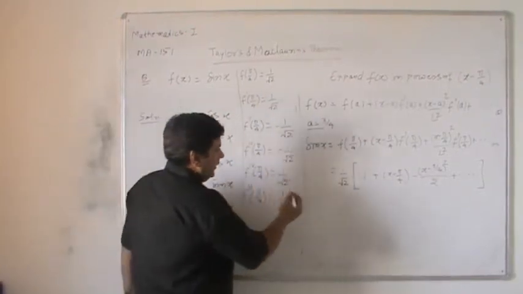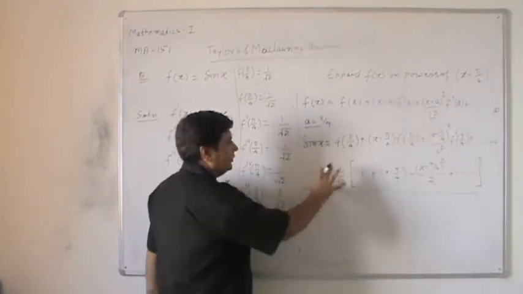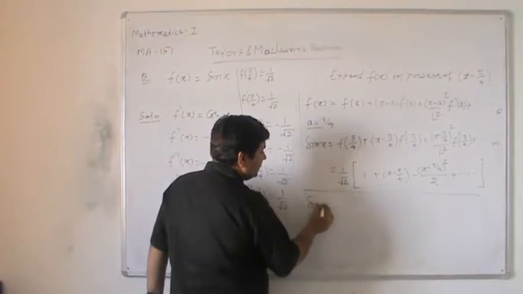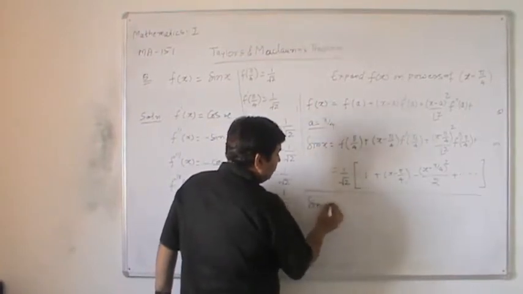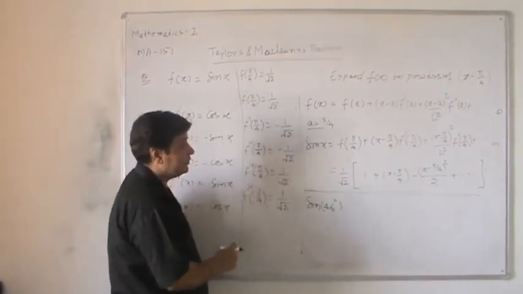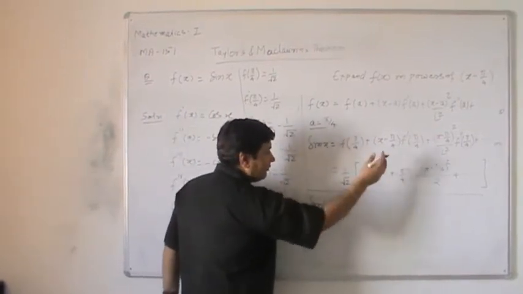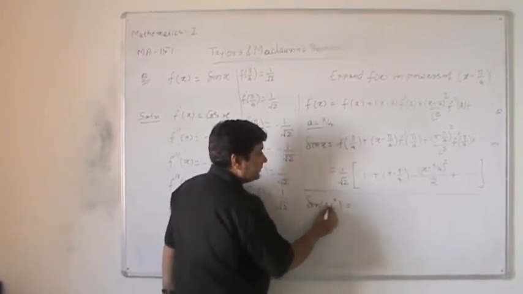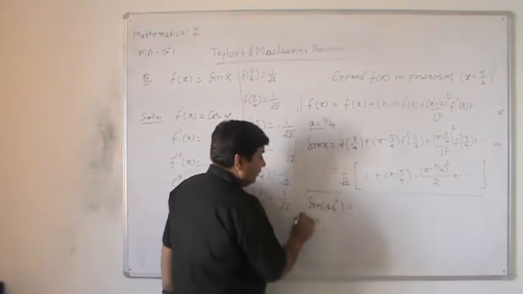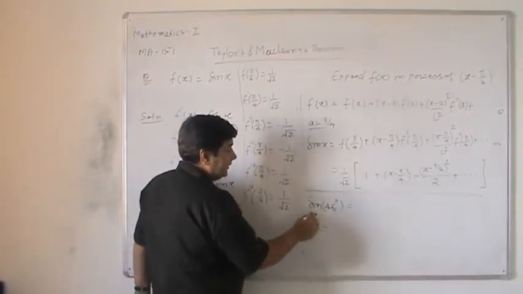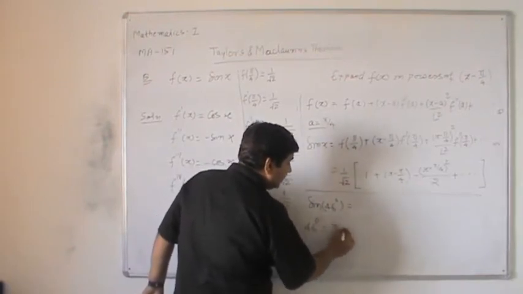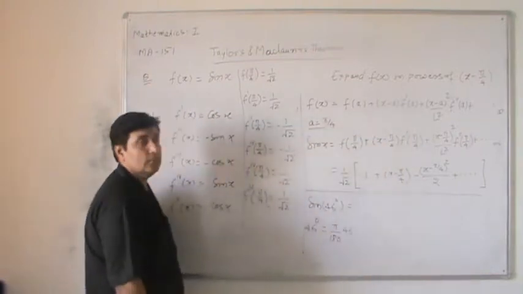And as an application, we can use this infinite series expansion to find the value of sin x at 46 degree. So if you want to calculate the value of sin at 46 degree using this series expansion, that will be a very straightforward process, because we know that 46 degree, in terms of radian angle, 180 degree is equal to pi. So 46 degree will be equal to pi upon 180 into 46.